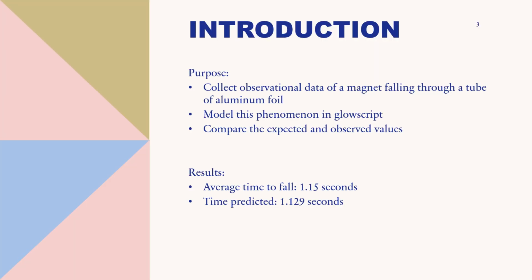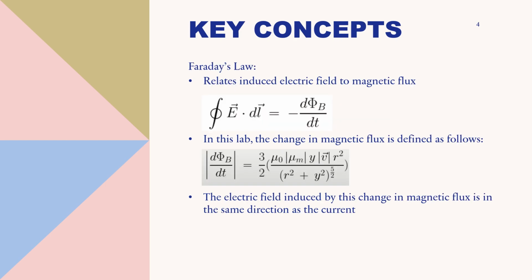The purpose of this lab is to collect observational data of a magnet falling through a tube of aluminum foil. We will then model this phenomenon in GlowScript, and lastly, compare the expected and observed values. A preview of the results: the average time to fall was 1.15 seconds, and the predicted time was 1.129 seconds.